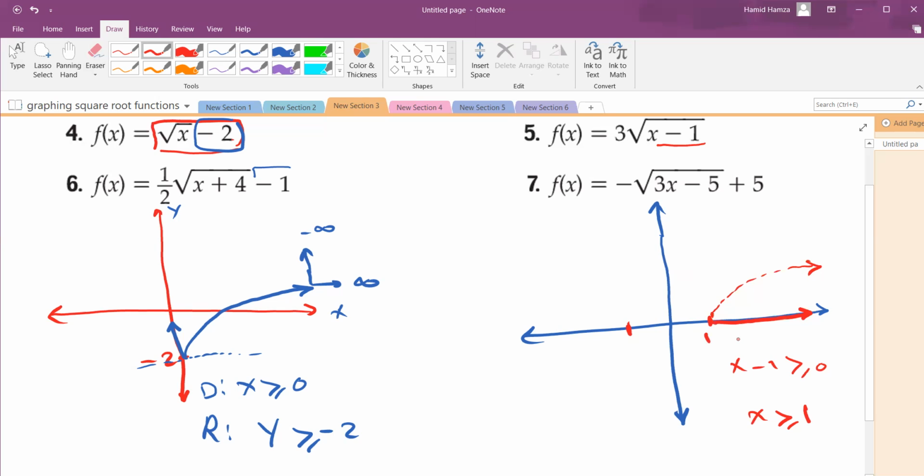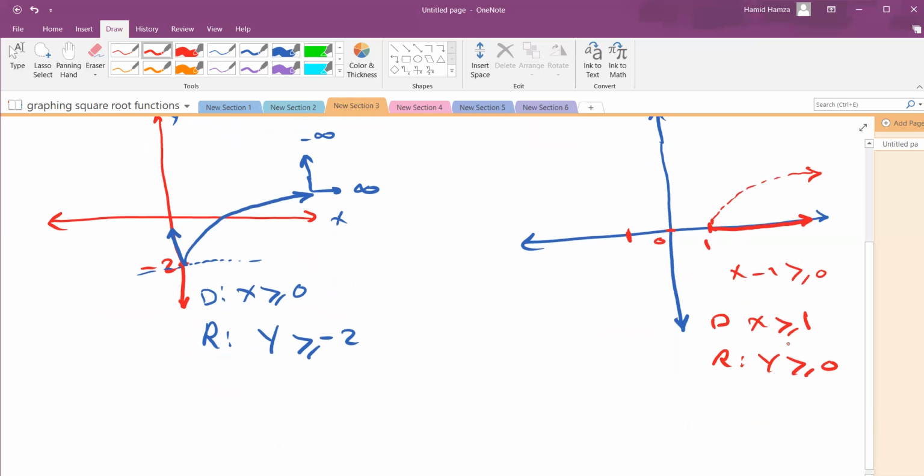Okay, so what about the range here, guys? The range is what? What is the graph starting from, y equals what, guys? Y equals 0. So the range will be y greater than or equals 0, because the number outside the bracket is 0 here. Okay, guys, and we don't have a negative sign here, so the graph will go up like this. So this is the domain and this is the range.